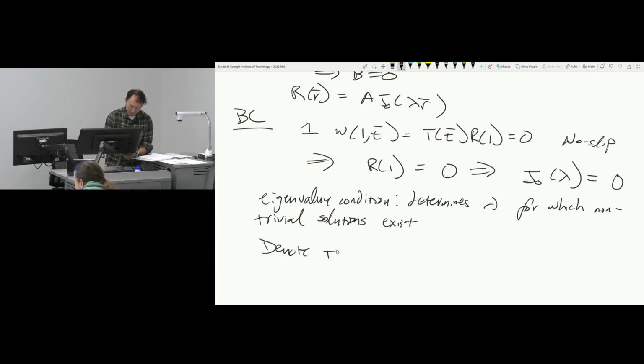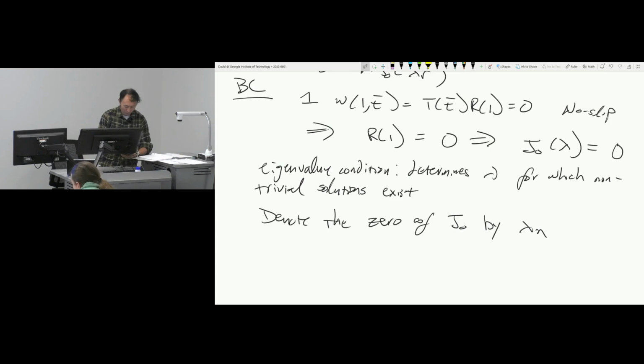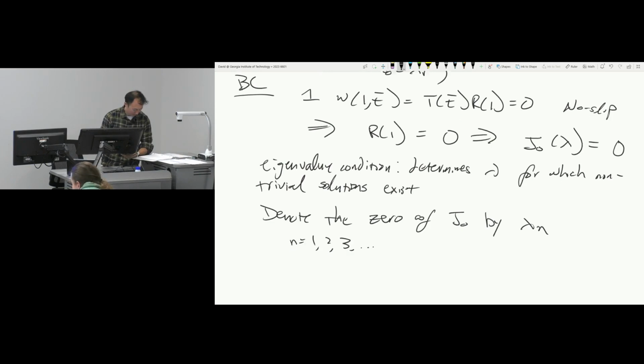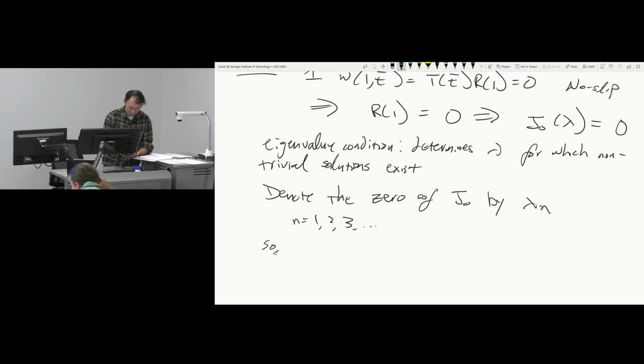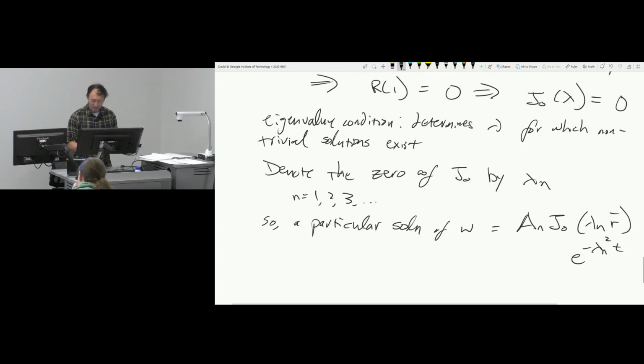So I drew you the Bessel function. It looks oscillatory, going towards the x-axis. Because it hits the x-axis so many times, we denote the zeros of the Bessel function by lambda n, where n goes from 1, 2, 3, etc. One of many solutions, a particular solution of w, is A sub n J naught of lambda n r bar times e to the negative lambda n squared t, where I'm substituting for my time-dependent part.